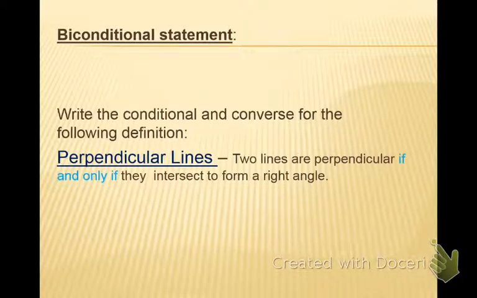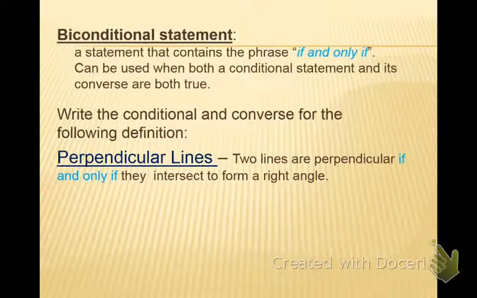Moving on. A biconditional statement is a statement that contains the phrase if and only if. Okay? If and only if. And you're going to see those biconditional statements fairly often when we start talking about different postulates and theorems in here.